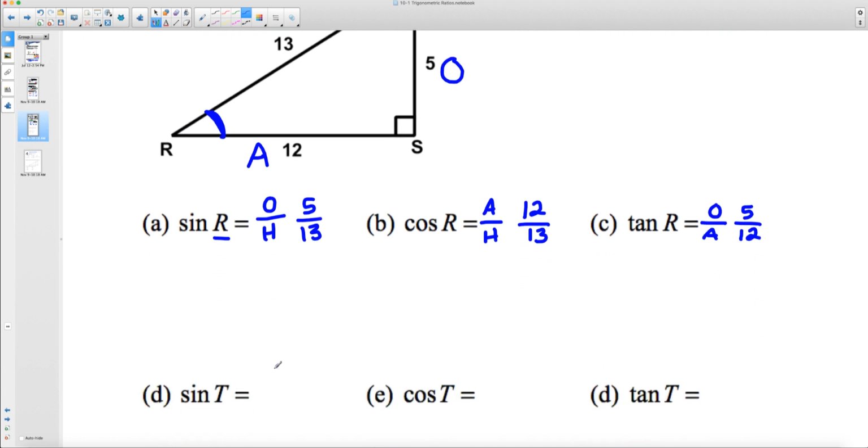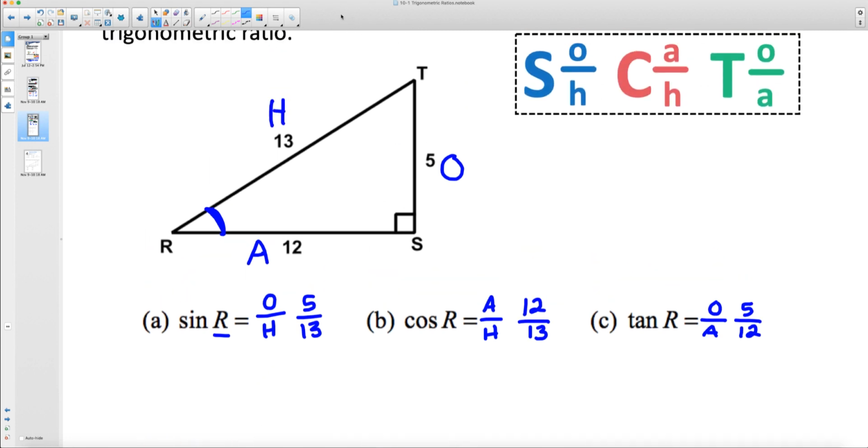Now, D, E, and F, well, they're now saying sine, cosine, and tangent of a different angle, angle T. So that changes some things. What's going to happen is we are now looking at it from angle T. So since we look at it from angle T, some of our sides need to be labeled differently. Now 5 is the adjacent side and 12 is the opposite side.